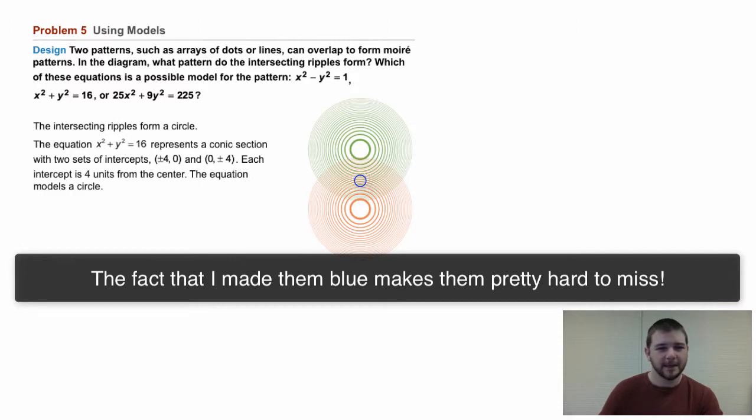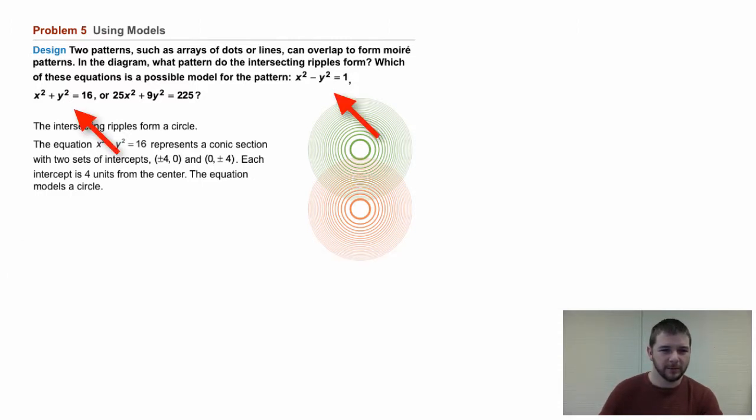So our next step is to identify which of these equations represents a circle. As we saw before, the equation x squared plus y squared equals 16 forms a circle. And the other two equations do not. Therefore, we have found our solution.